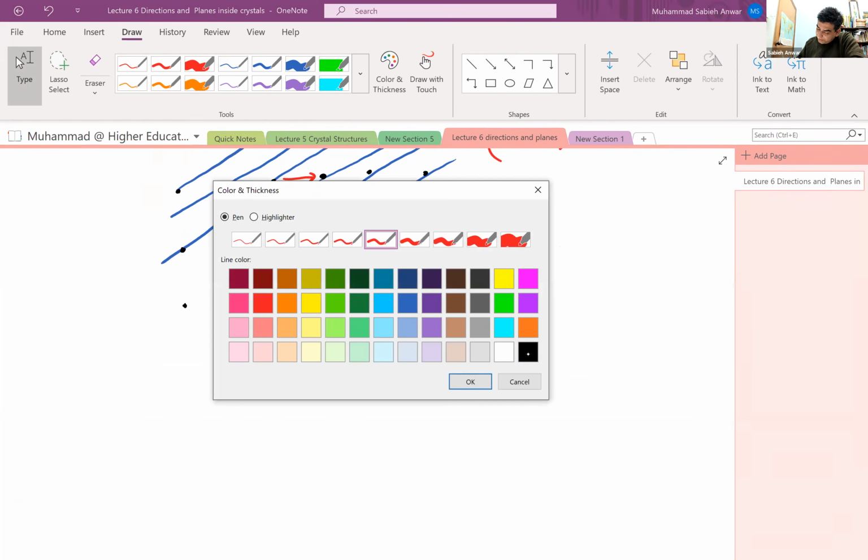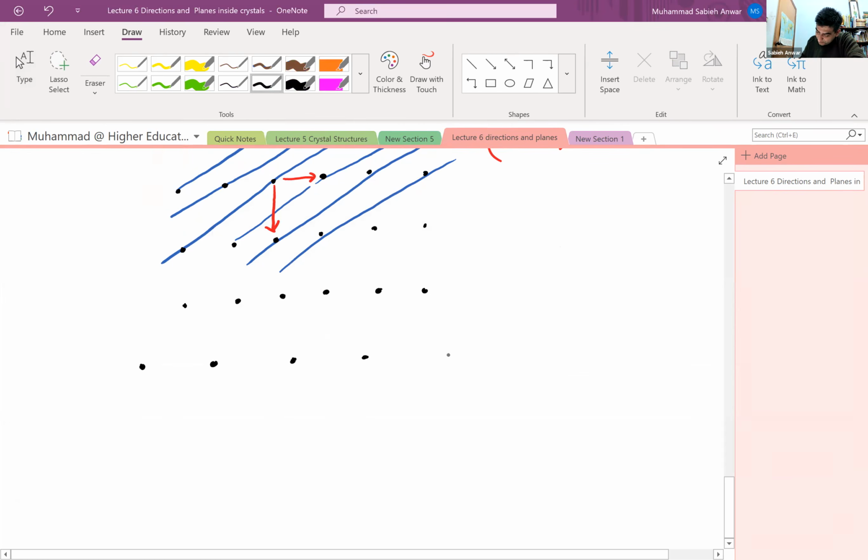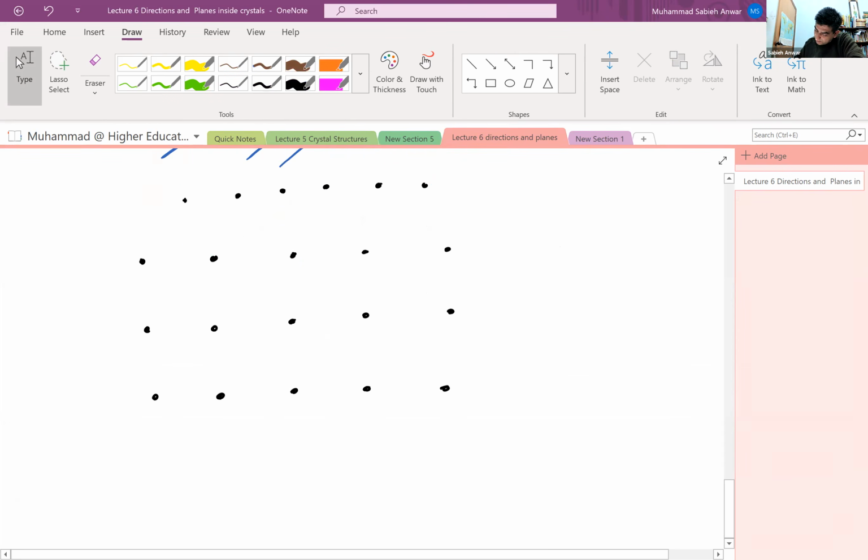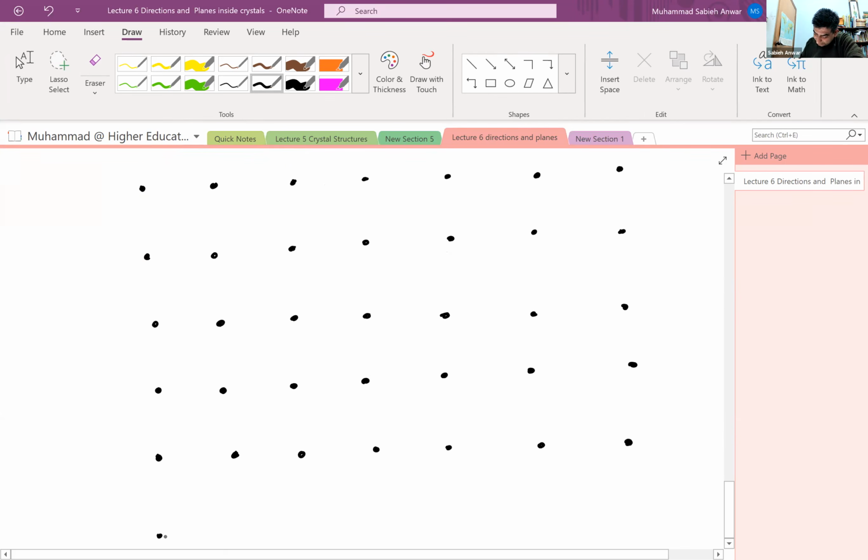All right, so now let me do something else. Draw a big lattice, square lattice, just to do many things at once. And still, this is a two-dimensional projection of a three-dimensional lattice, and I'm drawing vertical atomic planes.